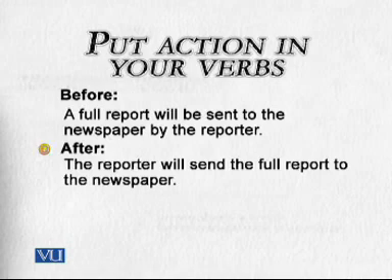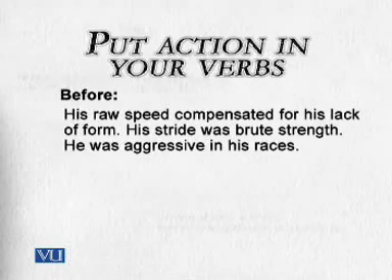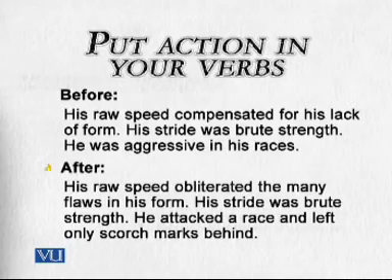Active sentences. Another example, his raw speed compensated for his lack of form. His stride was brute strength. He was aggressive in his races. Now, this example is rather more enlightening. You can see the second version. His raw speed obliterated the many flaws in his form. See the word obliterate, the strong flavored word, very rightly expresses the idea.